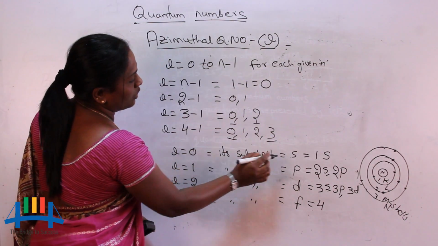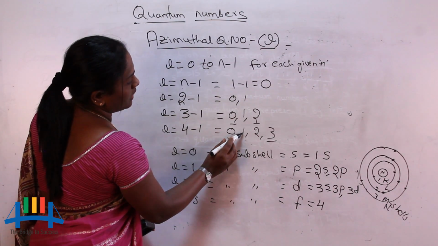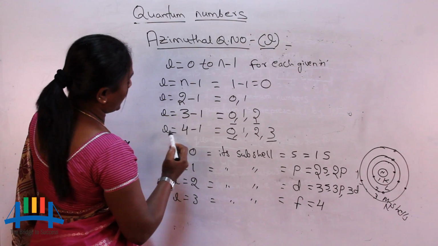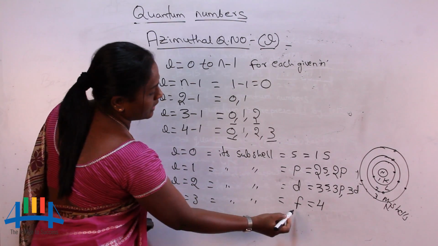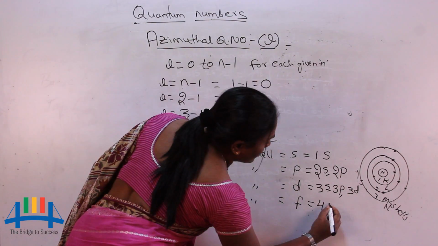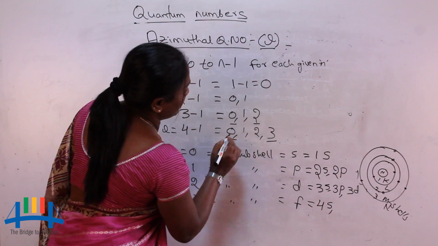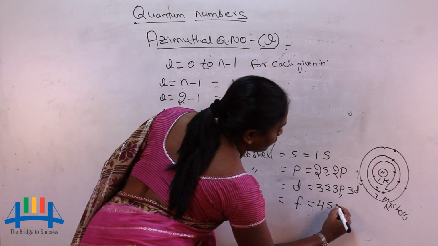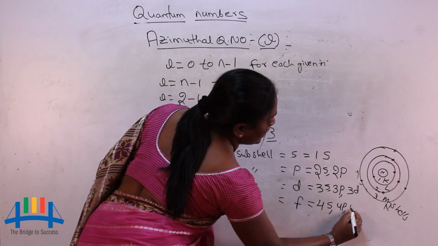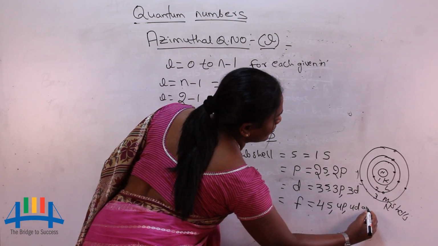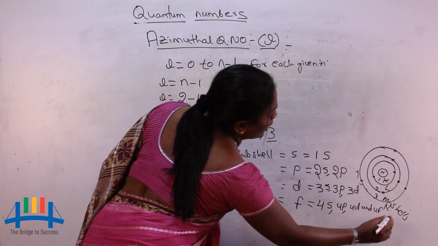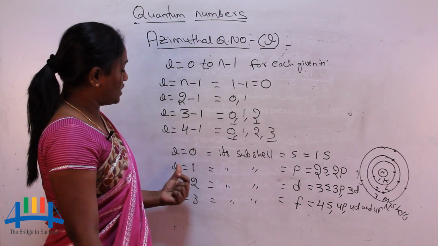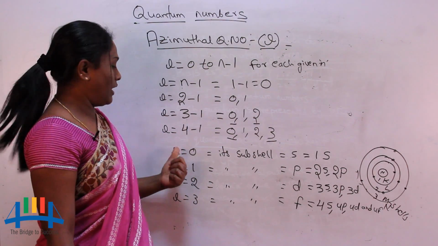If l is 0, s. If l is 1, then p. If l is 2, then it is d. And if l is 3, then it is f. So I can write 4s, 4p, 4d and 4f. Now again you count how many values are present for each n and each l value.